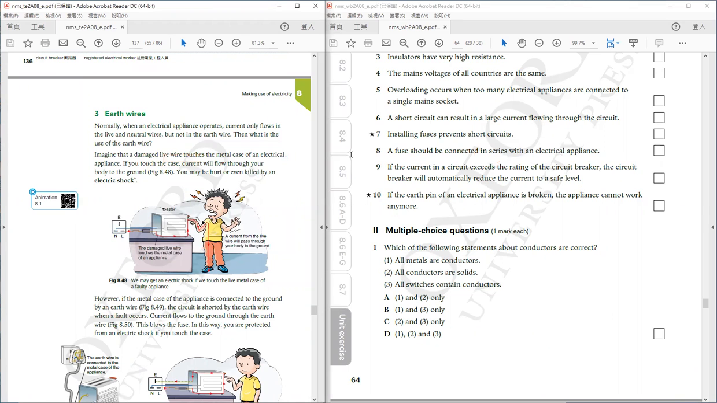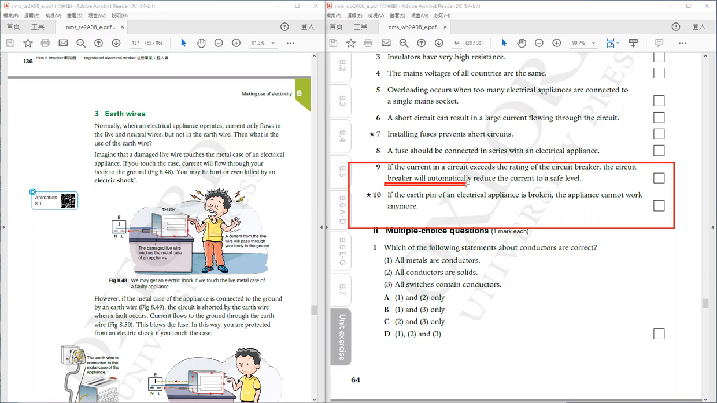Question 9. If the current exceeds the rating of a circuit breaker, the breaker will automatically break the circuit, and that means reducing the current to 0.